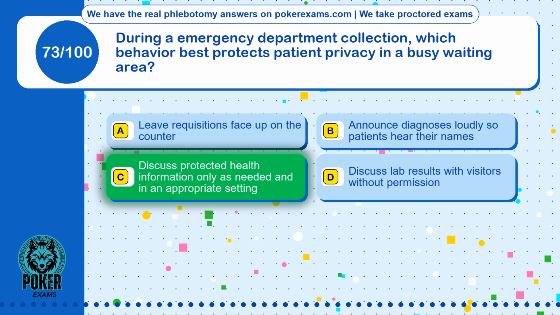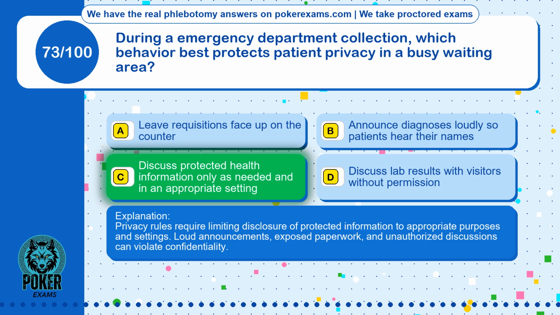The correct answer is option C. Discuss protected health information only as needed and in an appropriate setting. Privacy rules require limiting disclosure of protected information to appropriate purposes and settings. Loud announcements, exposed paperwork, and unauthorized discussions can violate confidentiality.